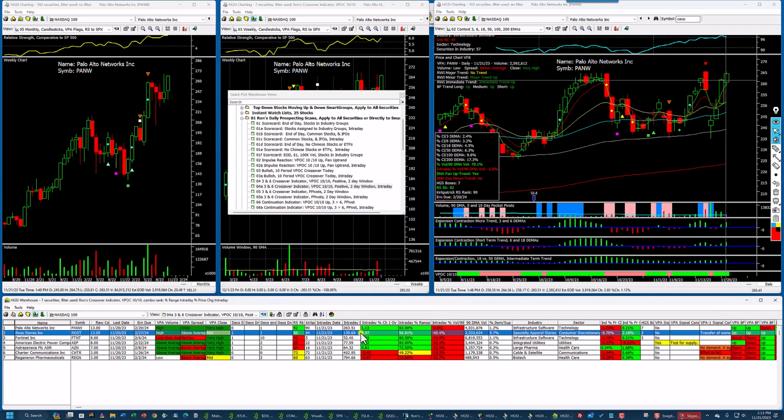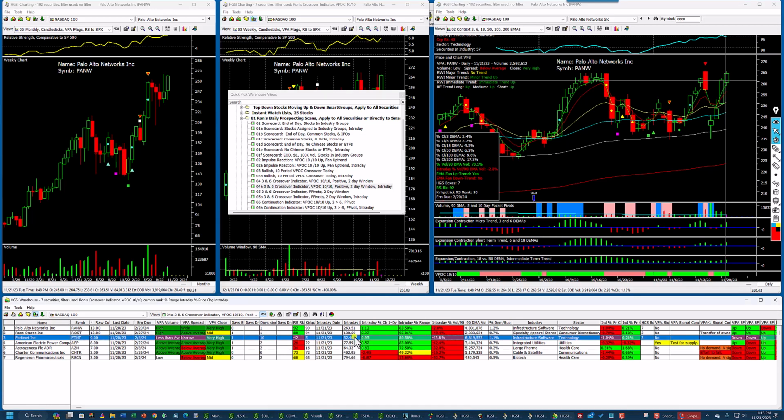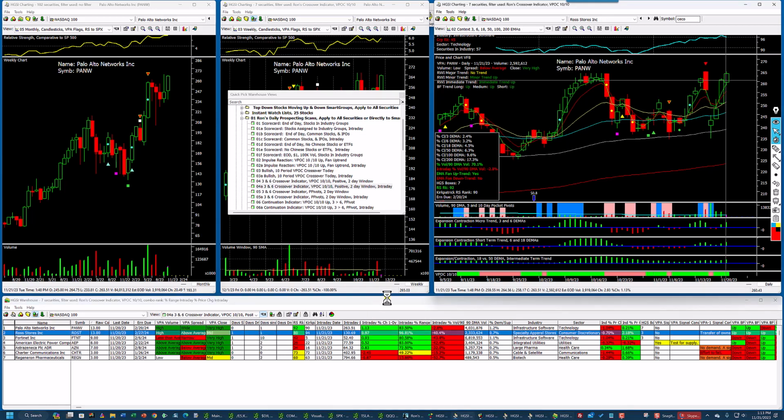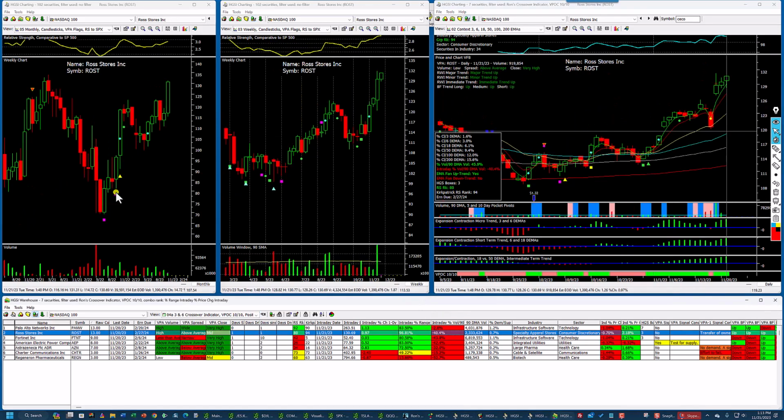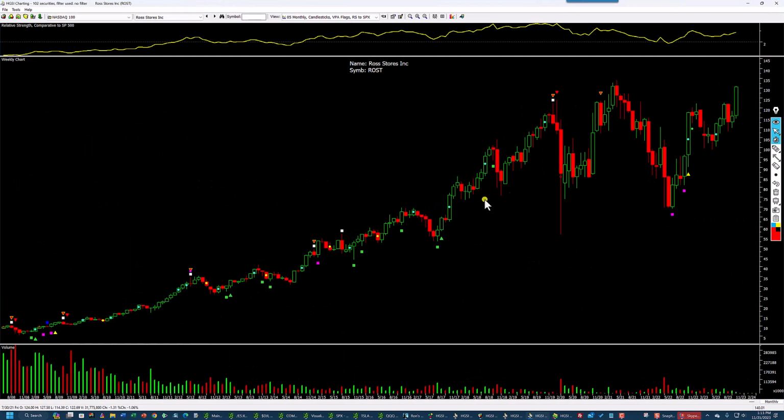Let's take a look at another stock. Let's just take a look at Ross Stores quickly. Let's start over here on the left on the monthly chart. It's in an uptrend on the monthly chart with a series of, this is a higher low, of course, here's a higher low, and then it is near an all-time high also, I believe.